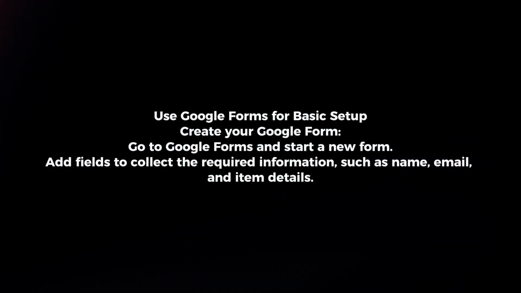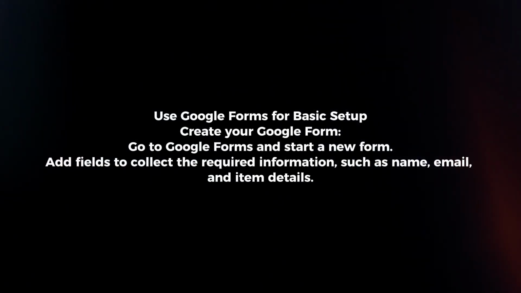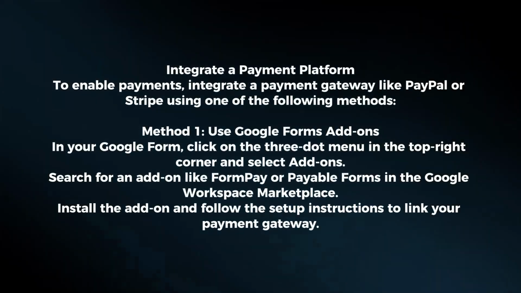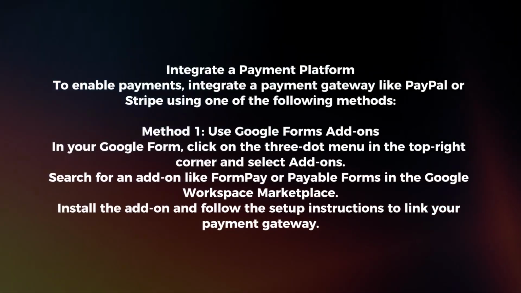Add fields to collect the required information, such as name, email, and item details. Integrate the payment platform. To enable payments, integrate a payment gateway like PayPal or Stripe using one of the following methods. Use Google Forms add-ons.